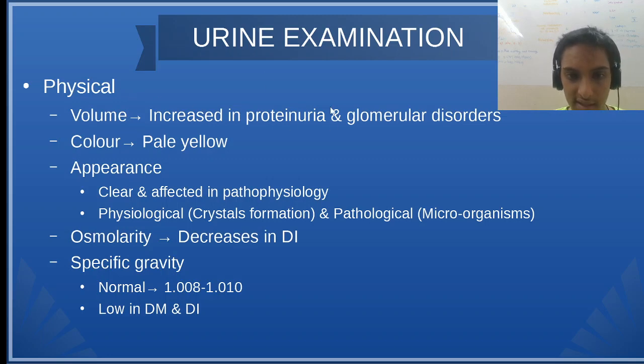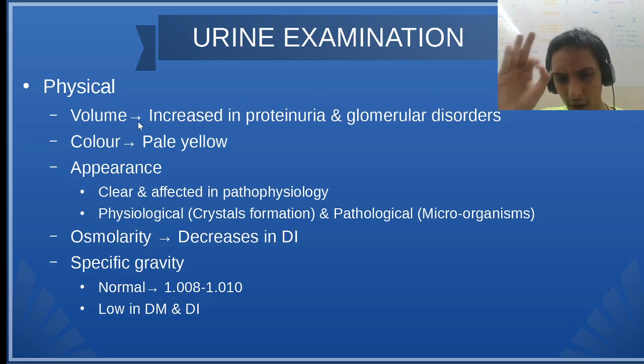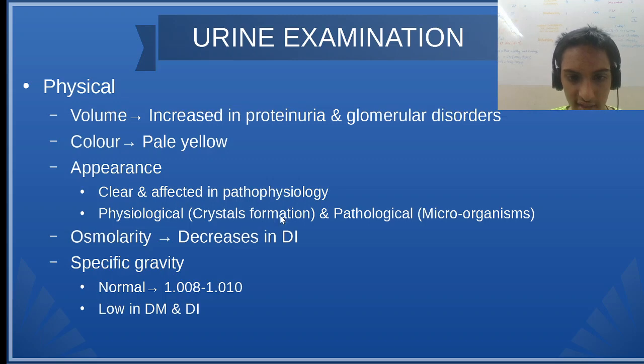So volume will be increased in proteinuria and glomerular disorders. Color of urine is normal pale yellow. Appearance, it will be clear, and in any pathophysiology it will be disturbed. Physiology, that is the crystal formation. Pathology, suspicion of the microorganisms. And osmolarity decreased in DI, diabetes insipidus. And the specific gravity, normally it is around 1.008 to 1.01. It is low in diabetes, type 1 and type 2 diabetes.